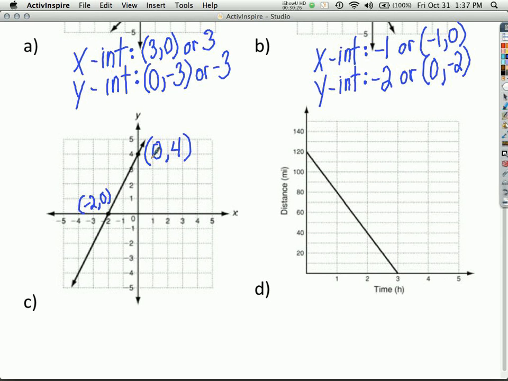Okay, so now let's look at part D, this real-world scenario. This is a real graph. This is the distance left when taking a trip to Orlando. So, you leave from home, you arrive in Orlando. Okay? So what are the intercepts for this?